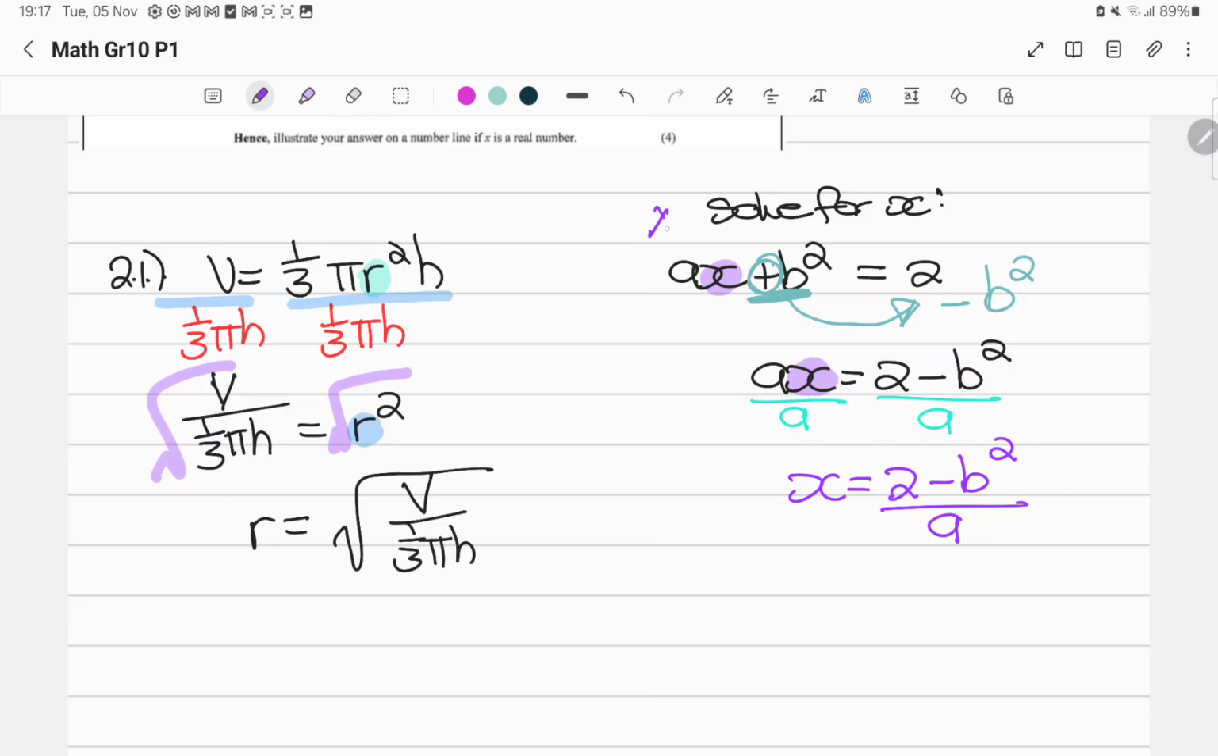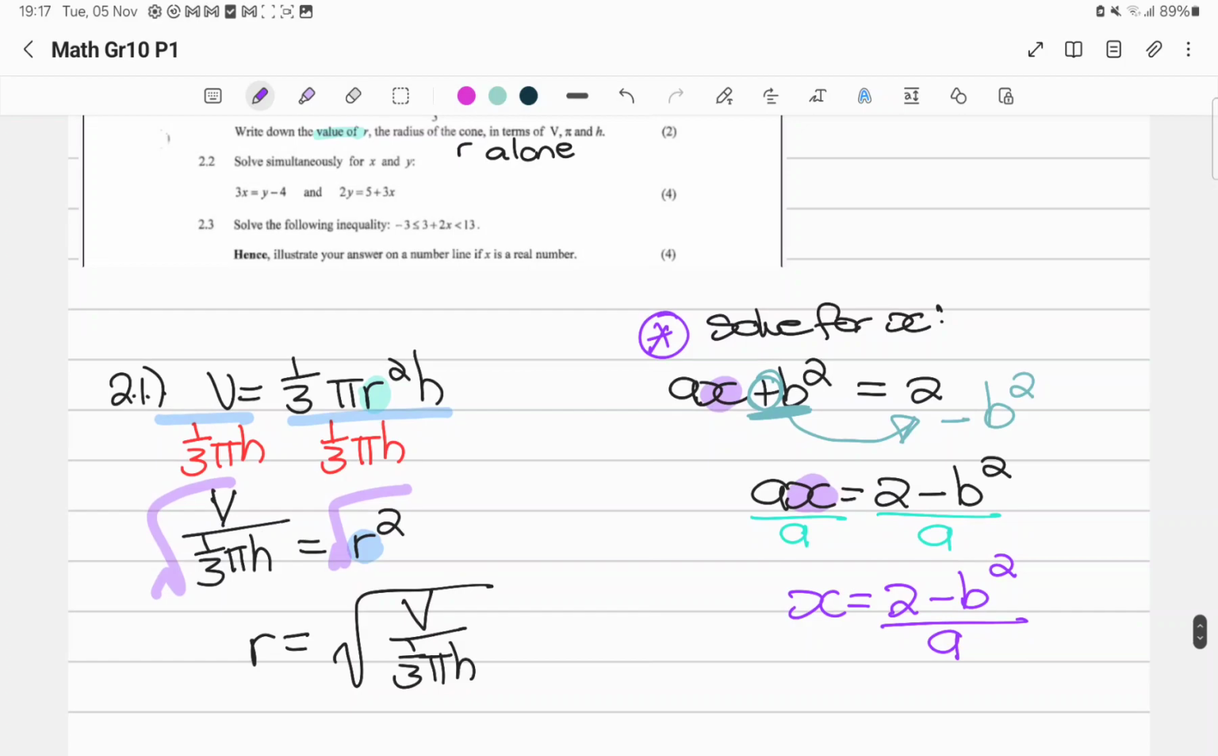Alright, so this is an important one to know. Sometimes we don't just give you a fancy formula, we just give you a normal x with letters, but it means the same thing, get x alone. So everything that's not x, you take over. Then question 2.2, I already explained the simultaneous equation in a previous video, so just go and look underneath the playlist for the video marked simultaneous equations.